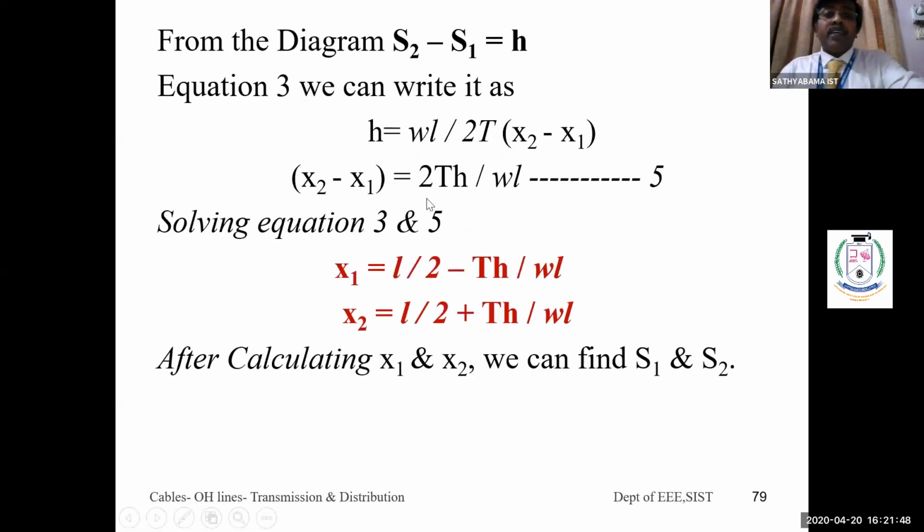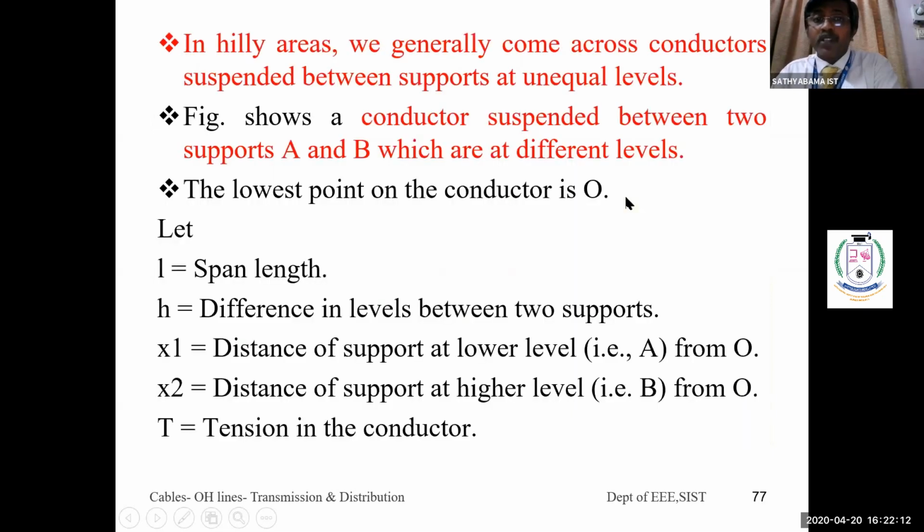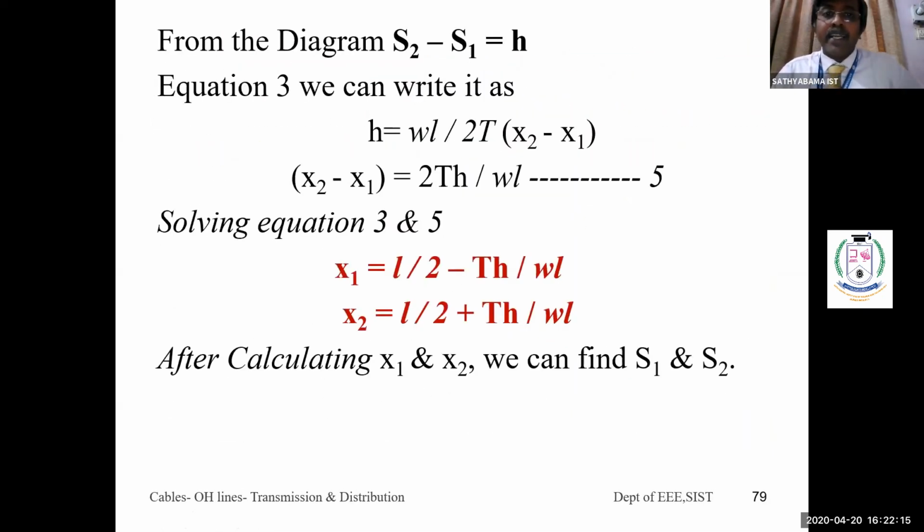And from the diagram, as I said, we have to subtract S2 minus S1. Why do you have to subtract? Because to find your height. See the diagram, this is your height. In the height, you have S2 and S1. If you find the difference between S2 and S1, easily you can calculate H. So from the diagram, S2 minus S1 is equal to H. Now substitute in the above equation, so you will get X2 minus X1, equation number 5.